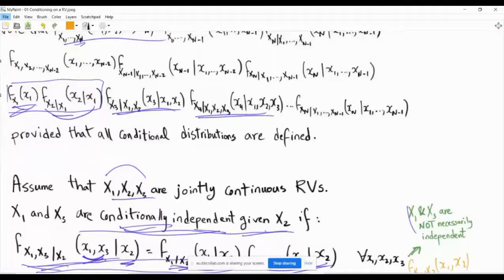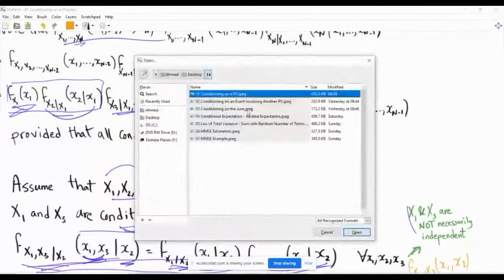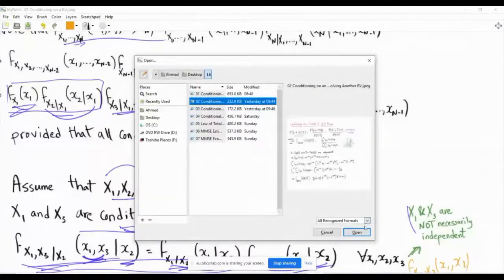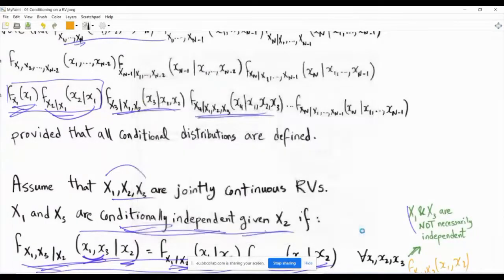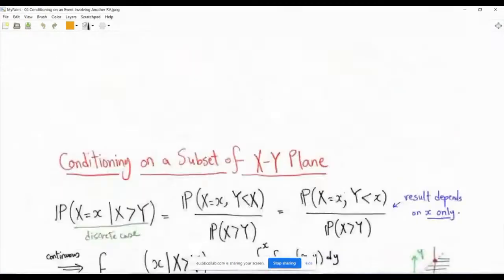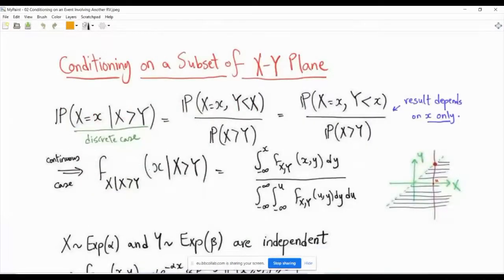We are still with conditioning, and now we condition on an event. Last time I did an event related to one random variable. So now let's do an event related to two random variables. So let's start with the discrete case. What is the probability that big X is equal to small x, given that big X is greater than big Y, where X and Y are both random variables?